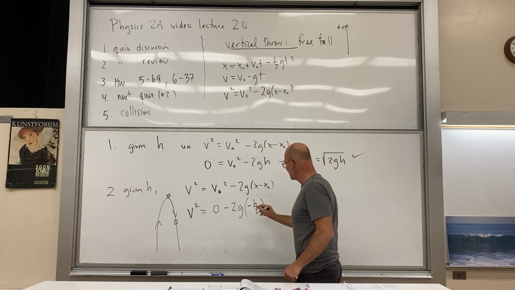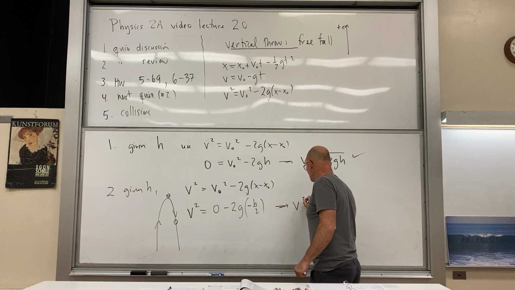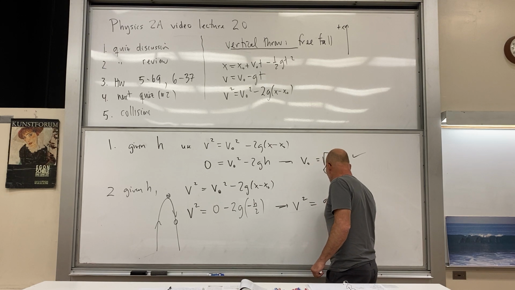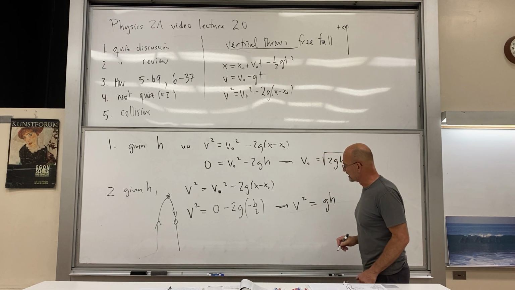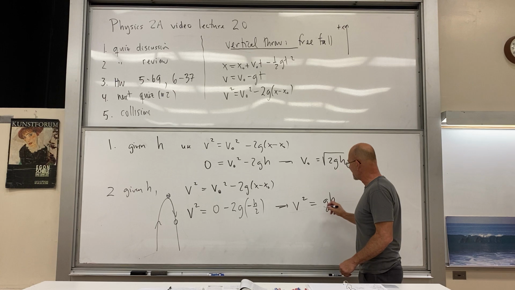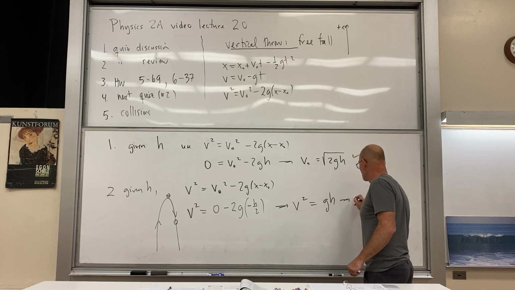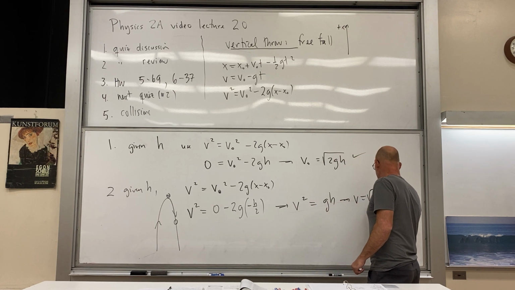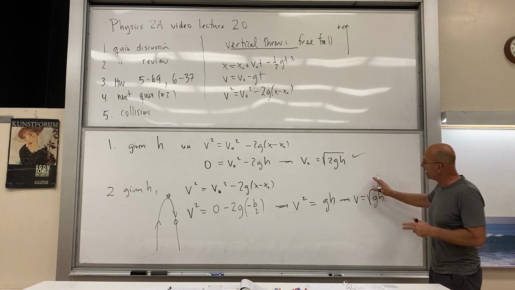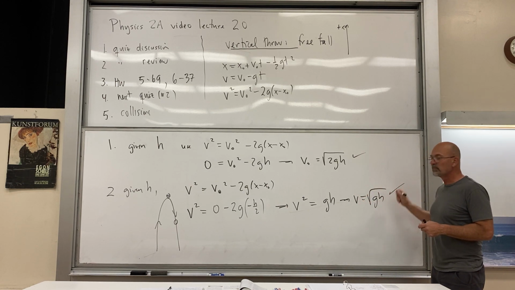So if you do this, you find v squared is equal to g times h. Okay, g times h, and again you take the square root of g times h. So you have to get here in order to plug your numbers in.